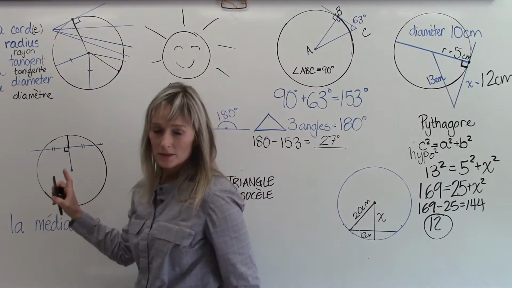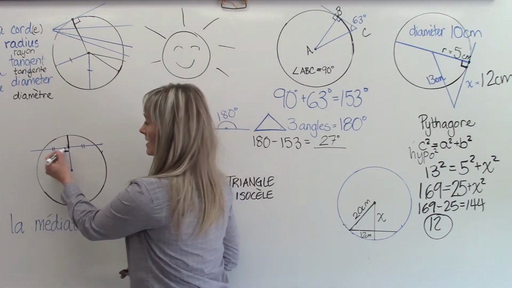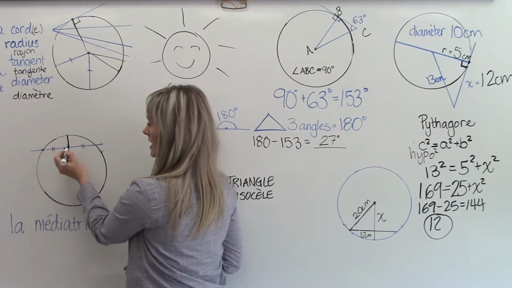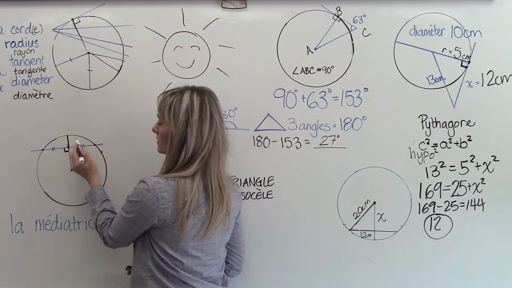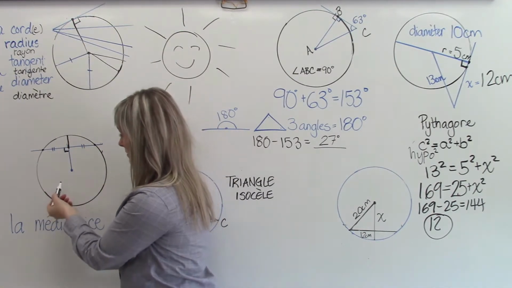So why this is important is because these two sides will be the same. So this line to the outside of the circle and this line to the outside of the circle will be the exact same length. So that can help us as well. So that's another great trick.